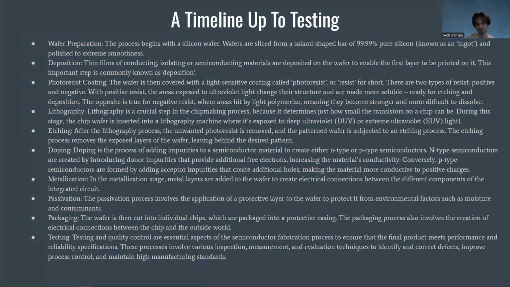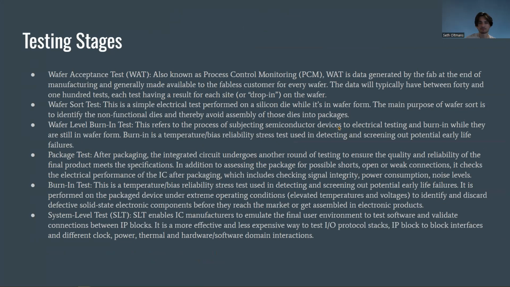So obviously testing happens throughout the process, but final package testing happens after that. Finally, let's go over the testing stages. There are wafer acceptance tests, which are kind of stat sheets that the end user of the silicon can look at to see how well the silicon performed. There's a sort test, because it's a bit of a lottery which silicon is better than others. So this is how they sort that.